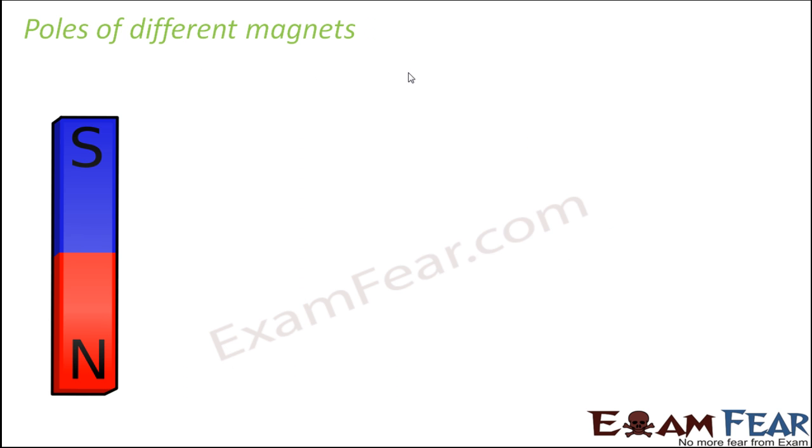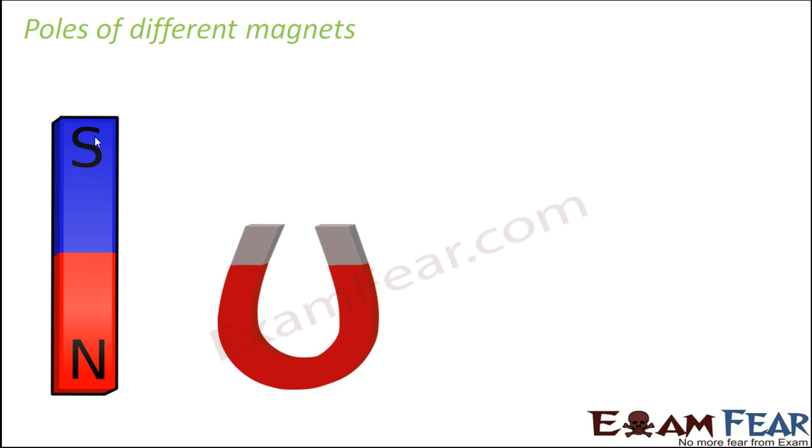When you look at different magnets, in a bar magnet I said that the two extreme ends are the two poles, one is the north pole and the other is the south pole. Now what about magnets of other shapes? For example, we had a U-shaped magnet. What about the north pole and south pole of this magnet? One side will be north, the other side would be south.